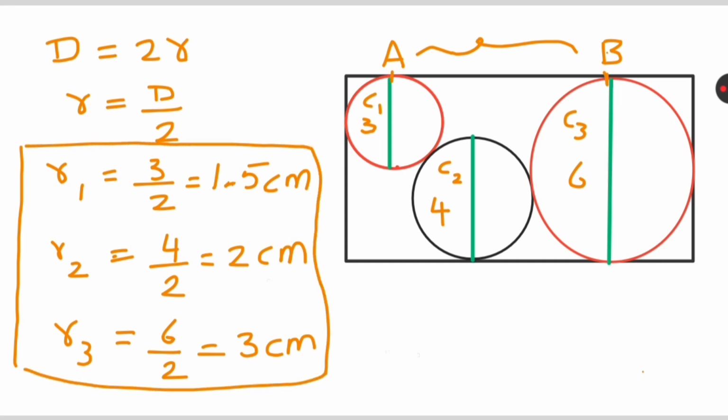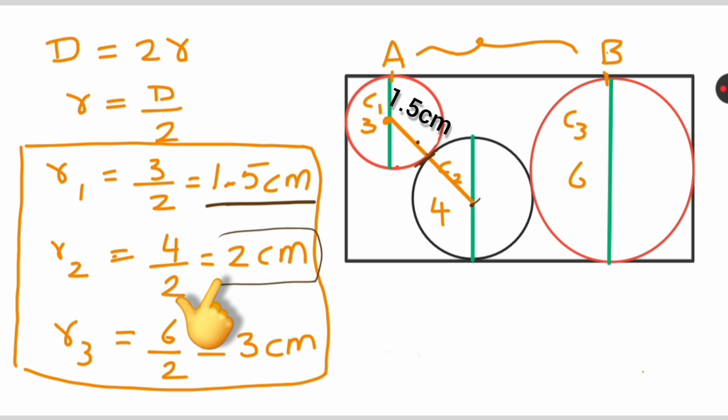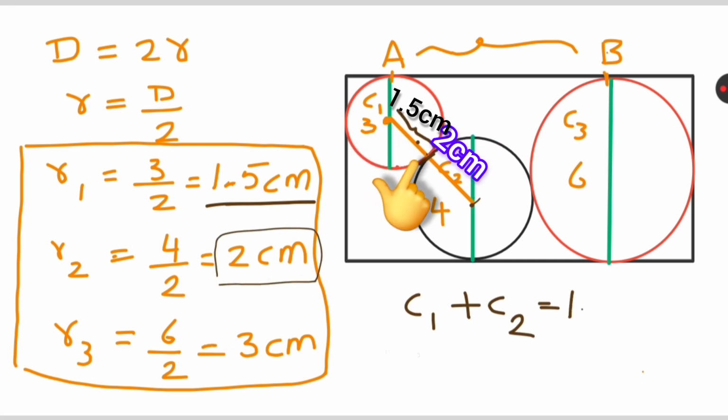From circle C1, this is the center. If you draw a line from center C1 to center C2, from center C1 up to here, this distance is nothing but the radius, isn't it? We know the first circle's radius is 1.5 centimeters, so this distance is 1.5 centimeters. From here to center C2, this distance is the radius of circle 2, which is 2 centimeters. From C1 to here the distance is 1.5, plus from here to C2 the distance is 2 centimeters. So from C1 to C2, the total distance is 3.5 centimeters.